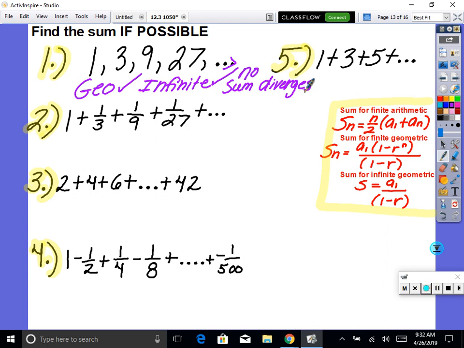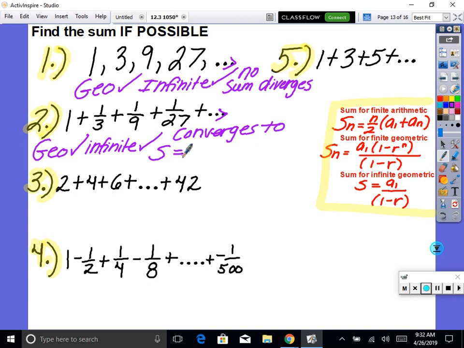Okay, but first of all, you check, is it geometric or arithmetic? Geometric, then it is infinite, isn't it? And it's going on forever, that's what makes it infinite. And then, isn't it getting smaller and smaller over time? So you say it converges, but you can't just say that. It converges to, and then don't we use the formula? So the sum is equal to a sub 1 over 1 minus r, so 1 minus the third.